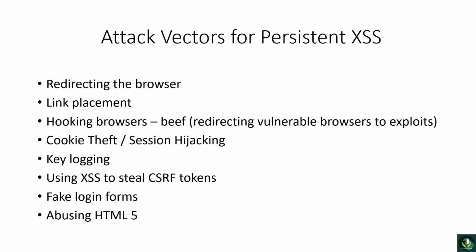Attack vectors for persistent XSS. An attacker can execute JavaScript of their choosing on the victim machine. Therefore, XSS can be used to execute a number of security risks and/or be used in combination with other web vulnerabilities to exploit a higher severity security vulnerability.